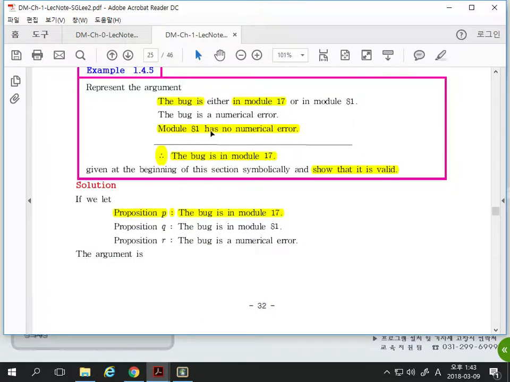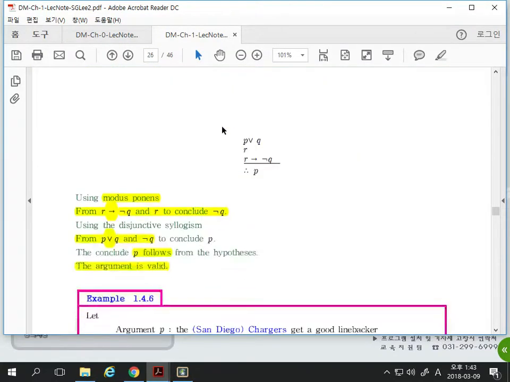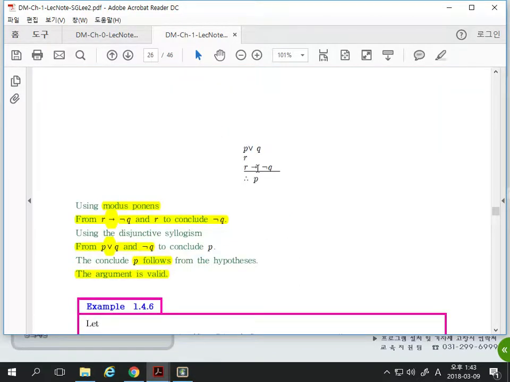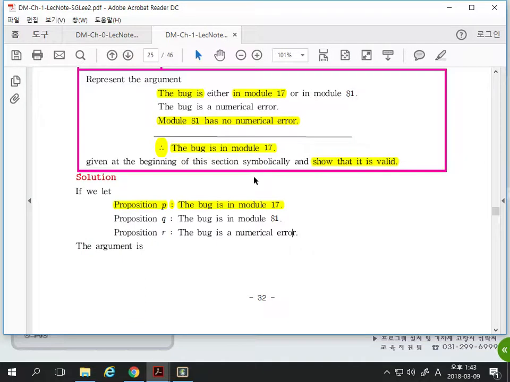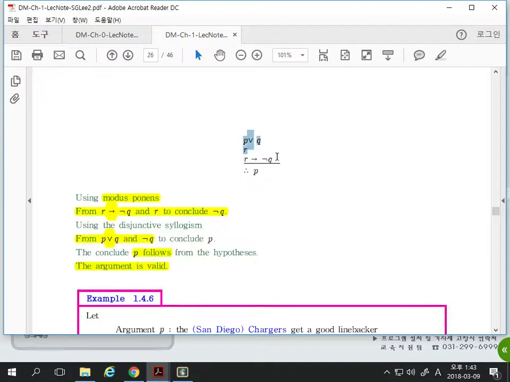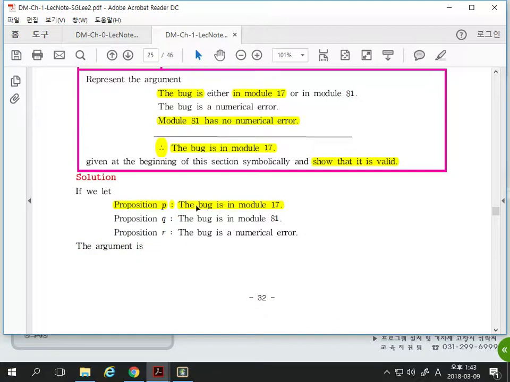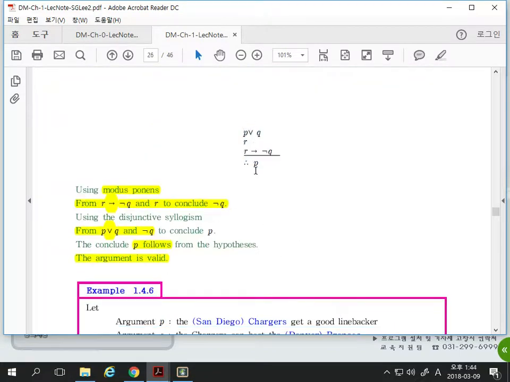The third sentence is okay. 81 has no numerical error; that can be written as R implies not Q. That's what we have. So this is the symbolic representation of those three propositions. And then the conclusion is the bug is in module 17. That's P.